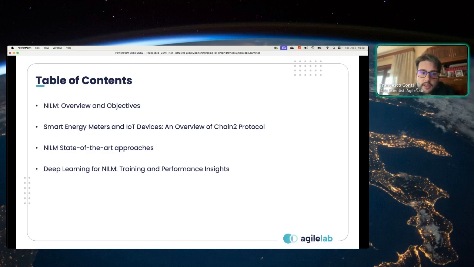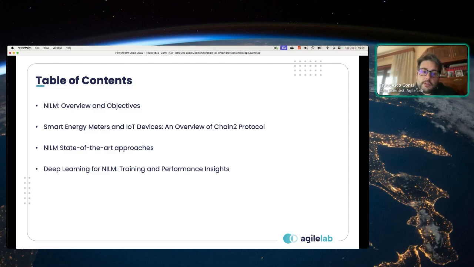Then I want to discuss smart metering technologies and how they relate to IoT devices. And we'll focus on the specific case of Italy, which I think is quite advanced on this topic. I know it's strange, but we are advanced on this, and we implemented this Chain2 protocol that allows IoT devices to receive data from smart energy meters, and we will see how.